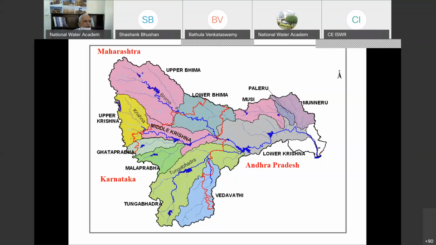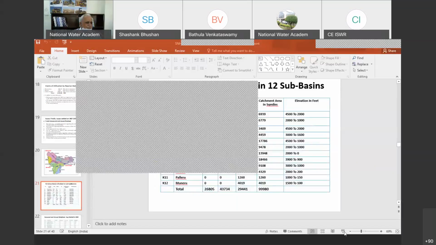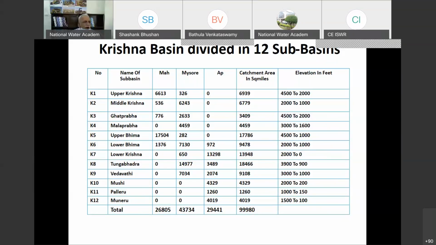The basins were identified in its report, and the figures are in square miles. The last column gives you the general slope within the basin. It gives you how rapid the flow will be. The flatter the slope, the slower the velocity.